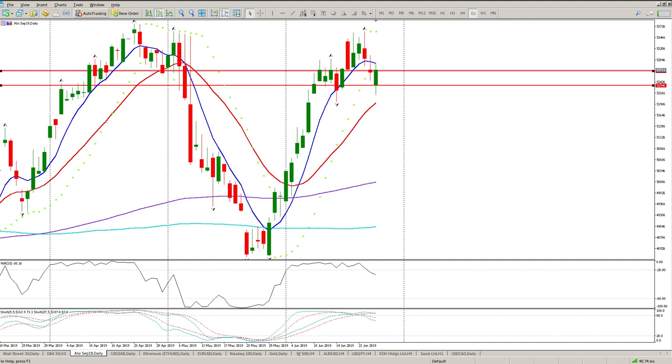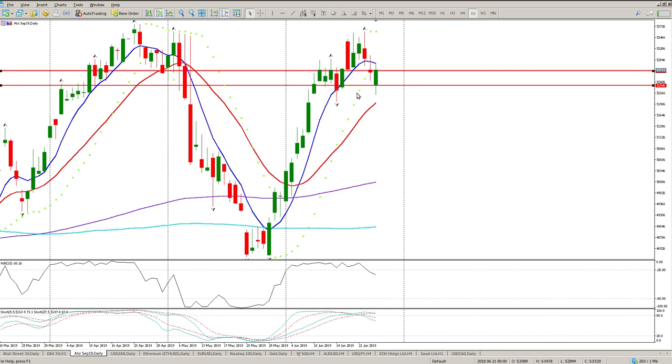So we ended up with a pretty big green bar, but it was also a day of confusion, and I'll explain that in the lower time frame. Bear in mind we've got crappy data again, so this tail is non-existent. We actually opened pretty much at our low and closed fairly close to our high. So these two lines are open and close.